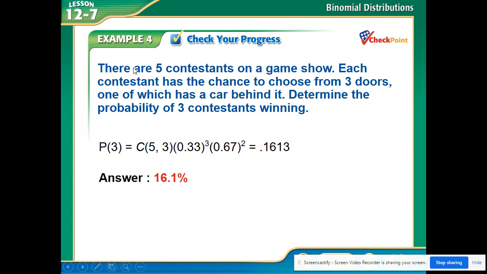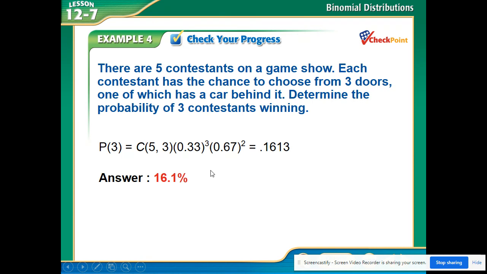All right, there are 5 contestants on a game show. Each contestant has a chance to choose 1 of 3 doors, one of which has a car behind it, to determine the probability of 3 contestants winning. So there are 5 contestants, so we want 3 successes. Each success is 1 out of 3. There's only 3 doors, so they get a 1 out of 3 chance, so 33%. Failure is 67%. So 3 successes and 2 failures, giving us just 16.1%.